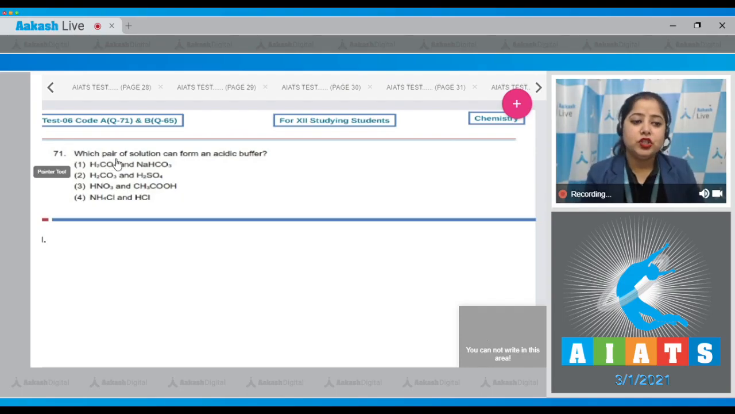71. Which pair of solution can form an acidic buffer? Student, a mixture of a weak acid and its salt with a strong base forms an acidic buffer. So in option number 1, there is a weak acid and its salt with a strong base. That means option number 1 represents an acidic buffer. So the correct answer is option number 1.